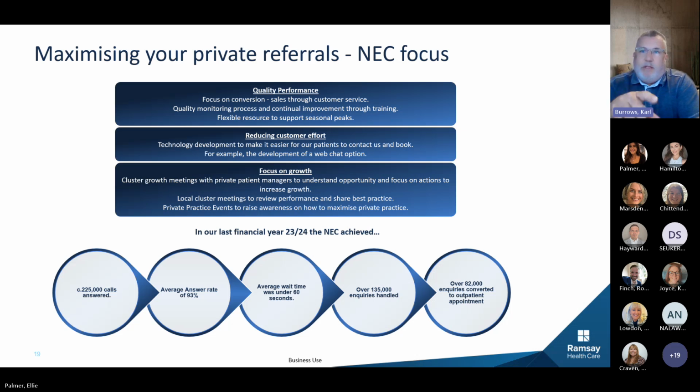And by having that quality interaction, we're looking to build a rapport with that customer, build confidence in our ability to meet their needs, basically. And ultimately, it's all about securing that opportunity for you guys, and that's the end game for us. The next part is about quality monitoring process and the improvement through training.